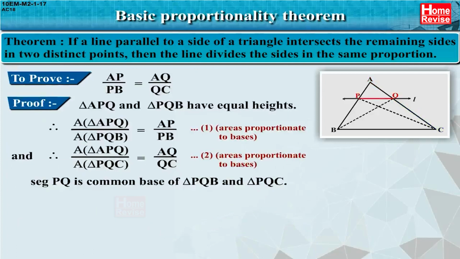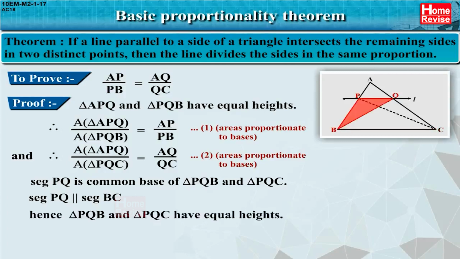Segment PQ is common base of triangle PQB and triangle PQC. Segment PQ is parallel to segment BC. Hence, triangle PQB and triangle PQC have equal heights. Area of triangle PQB is equal to area of triangle PQC.